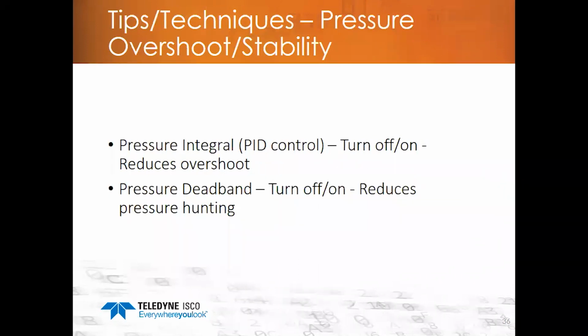The technique for solving that is to take the pressure integral and turn it off or on to reduce the overshoot. Or we have this pressure deadband, which can be turned on or off, which reduces the pressure hunting. That is, you turn the deadband on. Once the pressure is within that range, it's not a single point, but within a range, the pump will stop motion and stop trying to change the pressure to reach a set point.